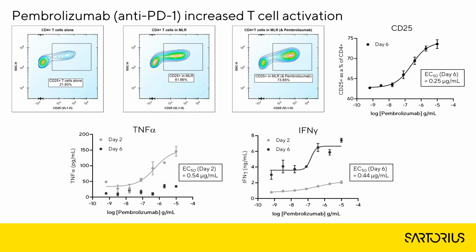But despite these temporal differences, the EC50 values for the release of these cytokines in response to pembrolizumab were very similar, with a value of 0.54 micrograms per mL for the day 2 TNF alpha release, compared to 0.44 micrograms per mL for the day 6 interferon gamma release. So this highlights why it could be useful to analyze at multiple time points to really build up a fuller picture of the drug response.